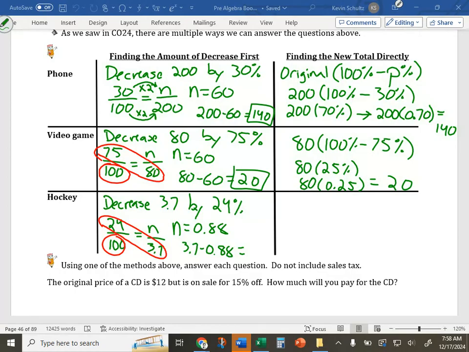3.7 minus 0.88, not going to be 64. Claire? Good, yeah, 2.82 is what you should have gotten here. If you didn't, take a look at your work, compare with mine. If you're like, mine looks exactly the same, why did I get the wrong answer? Ask me a question.